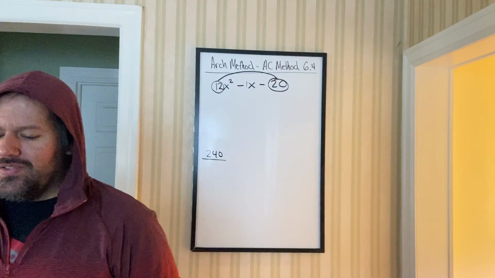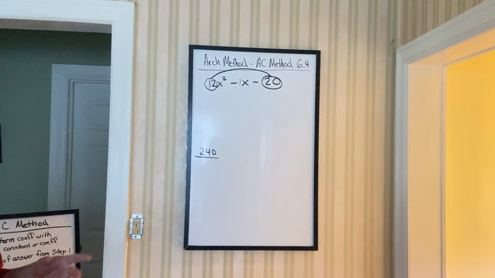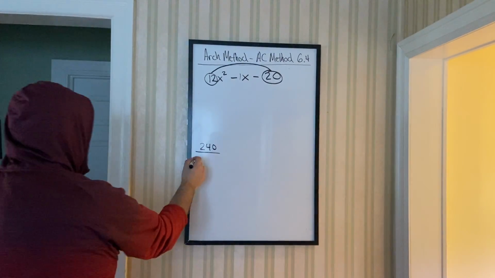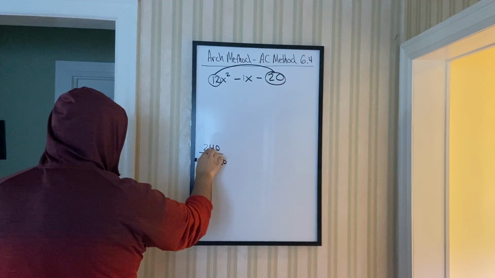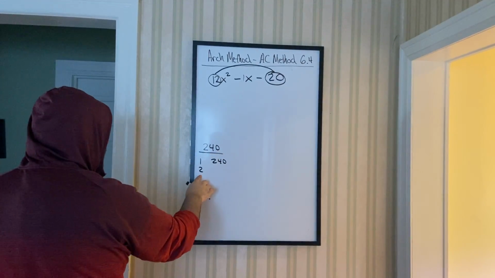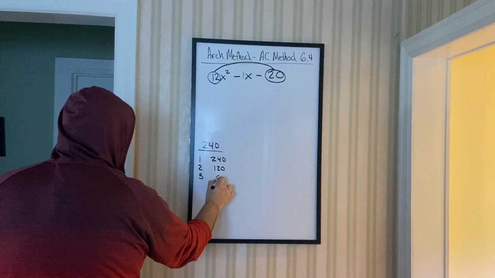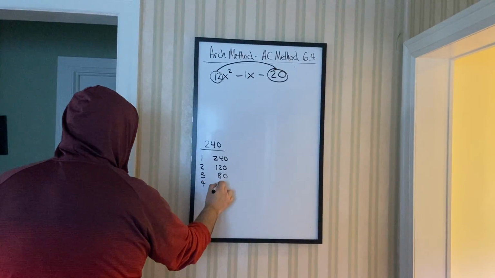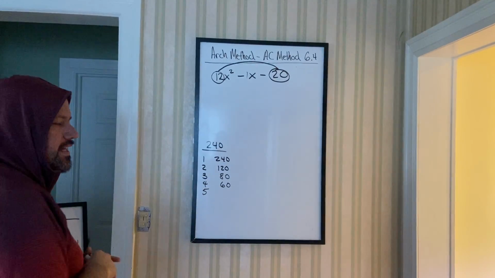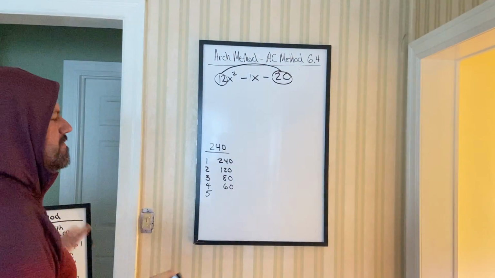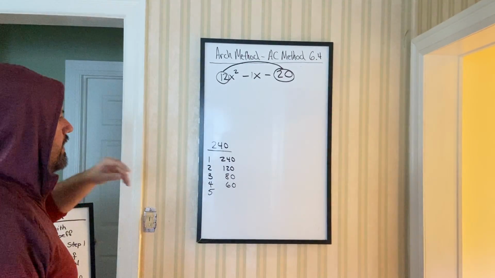The second step says, do all the combos of 240. Now because 240 is a large number, what I want you to do is just go in order. Start with 1, so you know that 1 and 240 works. 2, and again, just use your calculator. 240 divided by 2, 120. Divided by 3, divided by 4, divided by 5. Now again, this might take you some time. Don't let that bother you. All you're doing is just going straight in order.